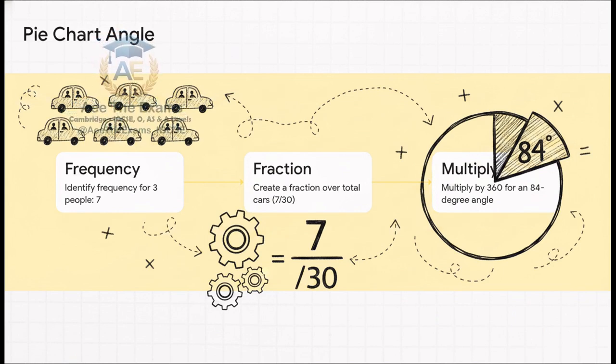Third, we know a pie chart is a full circle, right? 360 degrees. So we just multiply our fraction, 7 over 30, by 360. 360 divided by 30 is 12, and 7 times 12 gives us a perfect 84-degree slice of the pie.